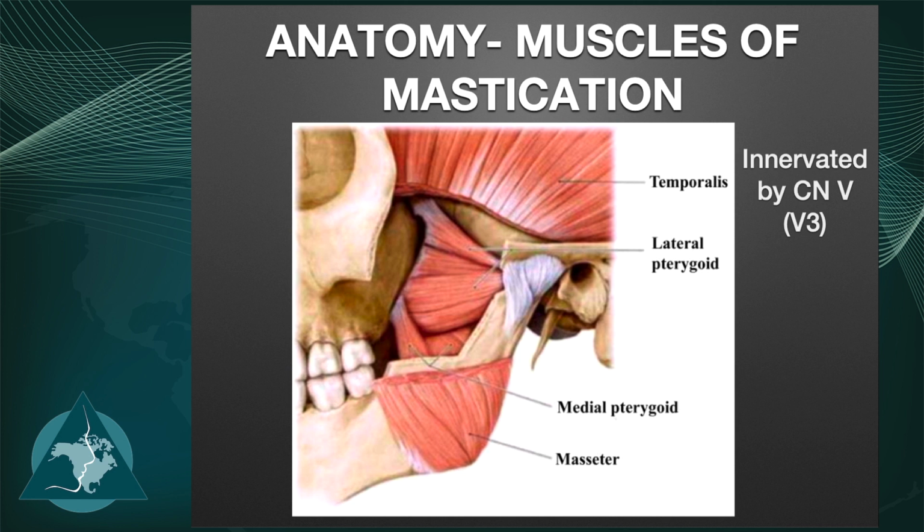So the maxillary artery gives blood supply to the masseter, medial pterygoid, lateral pterygoid. And then we have the superficial temporal artery that gives blood supply to the temporalis. These are branches off the external carotid artery.